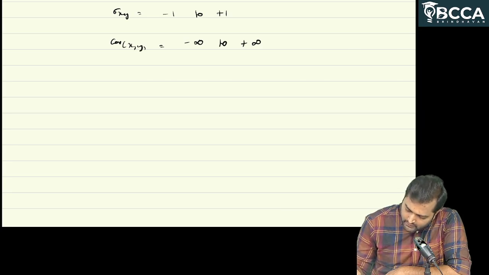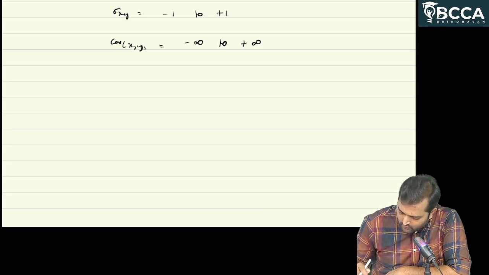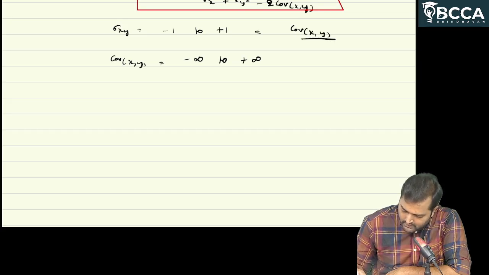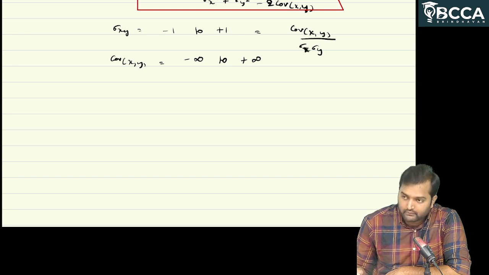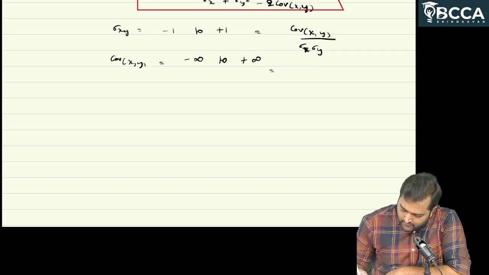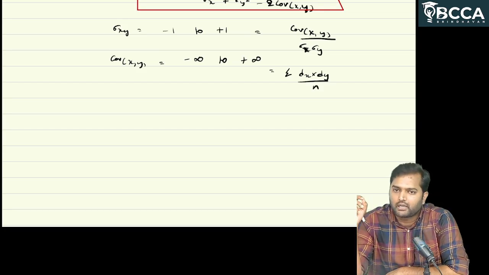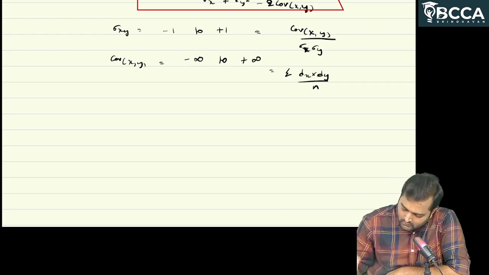So next, covariance of x comma y ranges from minus infinity to plus infinity. So what is the formula for sigma xy? Sigma xy is equal to covariance of x comma y divided by sigma x sigma y. So this is the formula for sigma xy. And next, how to find out covariance of x comma y? Summation sigma dx into dy divided by n, nothing but summation sigma x minus x bar into y minus y bar divided by n.